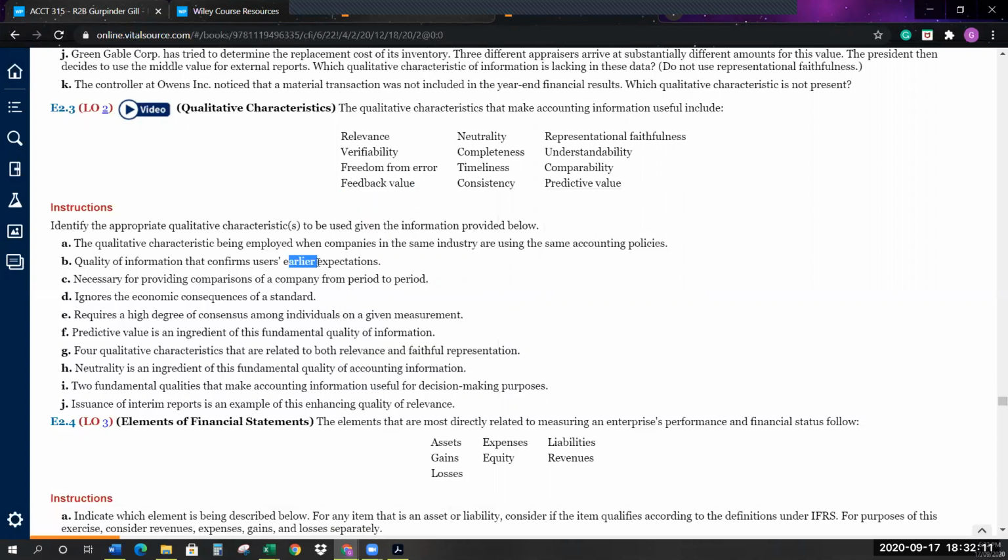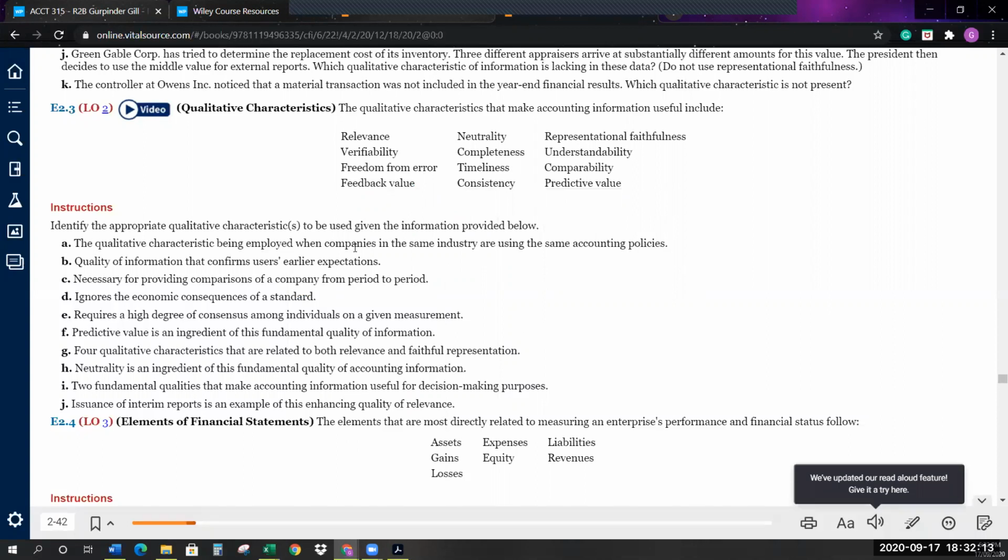This guy had an earlier expectation. So this guy already had an earlier expectation, so he's looking more for a confirmation. So that is feedback value in this case. If you were to put predictive, then that would be wrong.